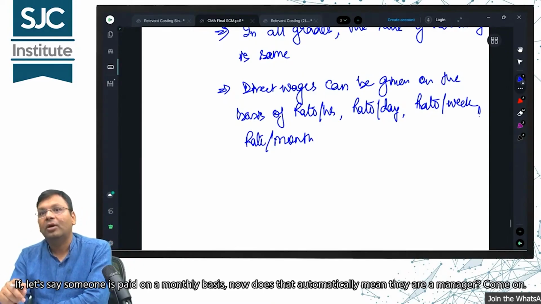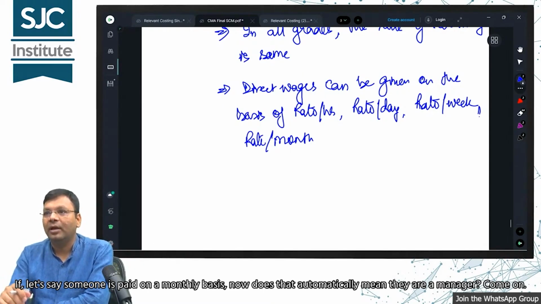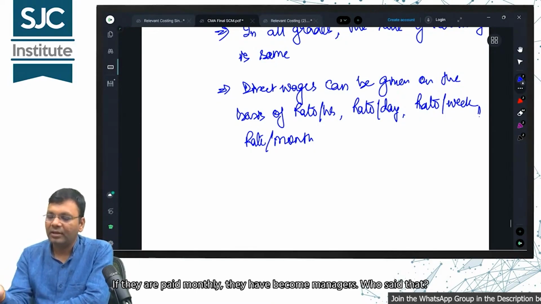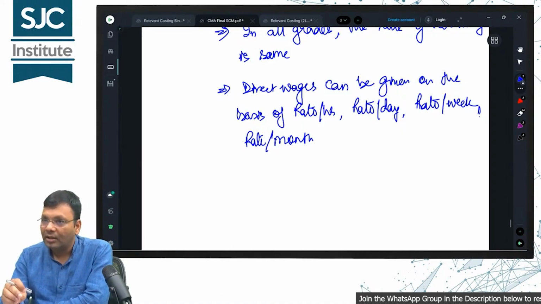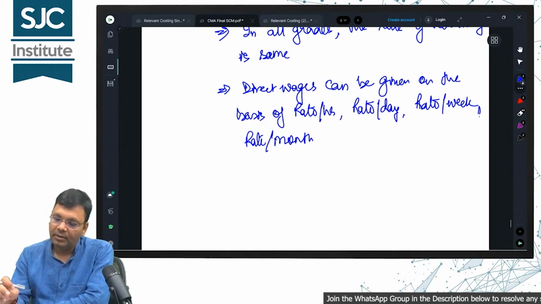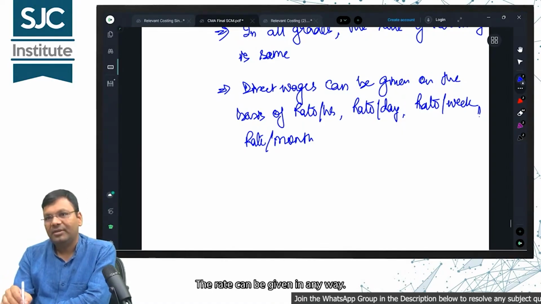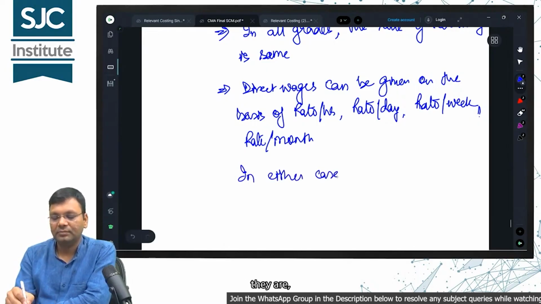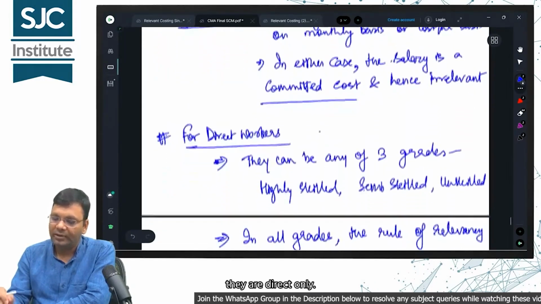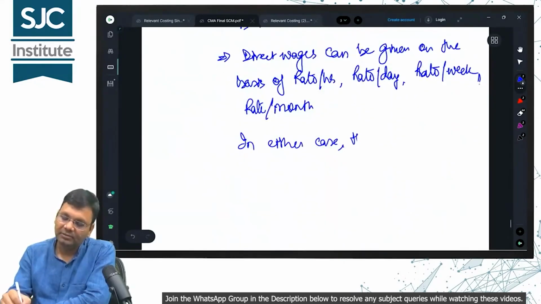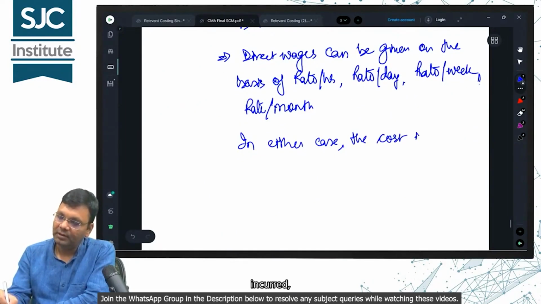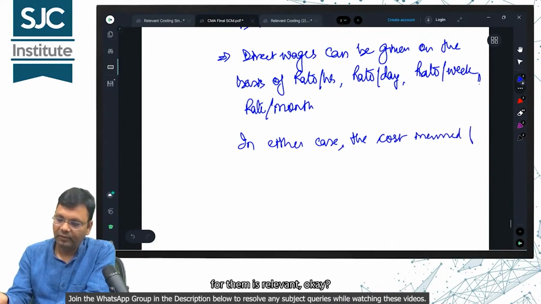If, let's say, someone is paid on a monthly basis, does that automatically mean they are a manager? Come on. Why entertain this delusion? If they are paid monthly, they have become managers. Who said that? Okay. The rate can be given in any way. In any case, they are direct only. In any case, the cost incurred for them is relevant.